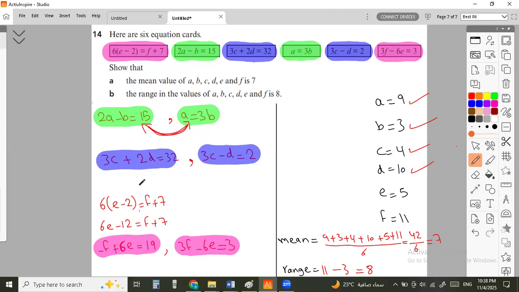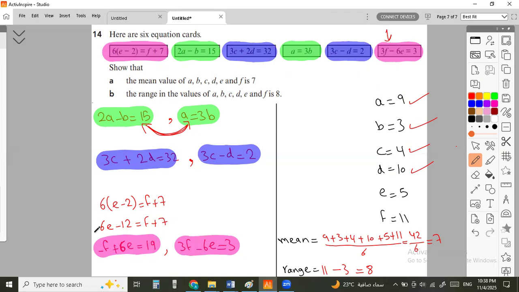Mr., how? You need to simplify this one so that it looks like the other one over here. Look at this. How can I simplify that, Mr.? Expand the bracket. 6 times E is 6E. 6 times -2 is -12. Equals F plus 7. Get the F here, then it's going to be negative f plus 6e equals 7, which stays the same, but I get negative 12 there, plus 12, so 7 plus 12 is 19.